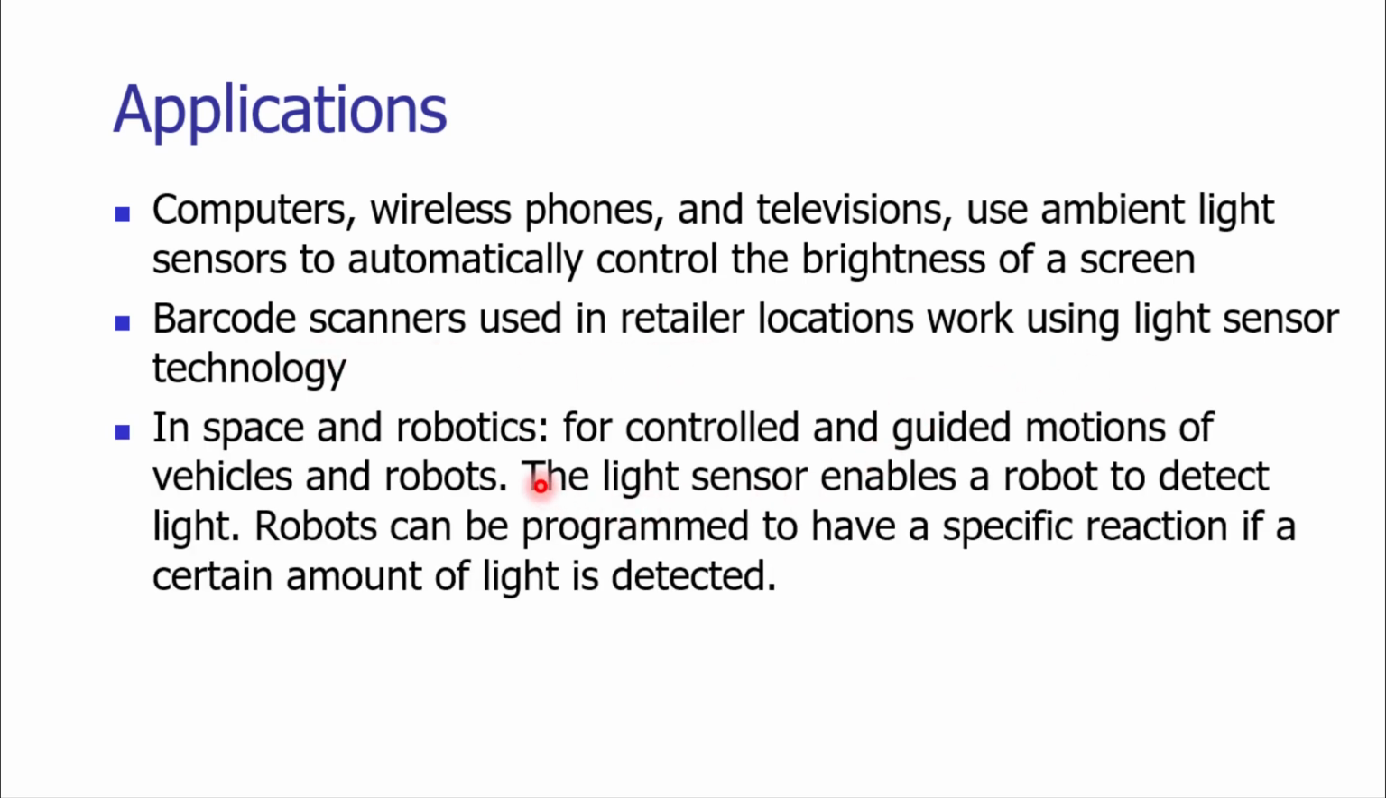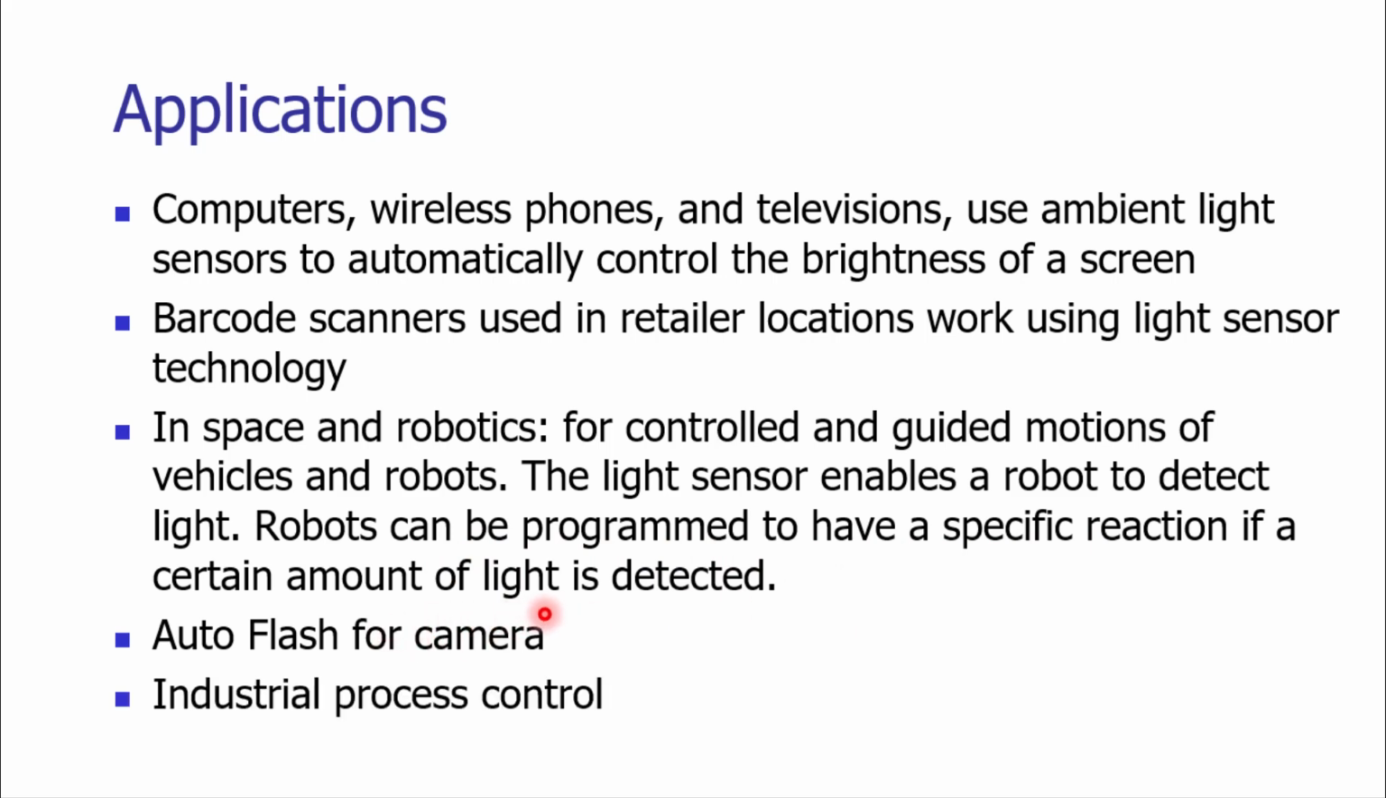In space and robotics, we need very controlled and guided motion of various vehicles and robots in the automated industry. These LDRs enable the robots to detect the light. Accordingly, the robots choose the path of movement. The robots can be programmed to have a specific reaction if a certain amount of light is detected.